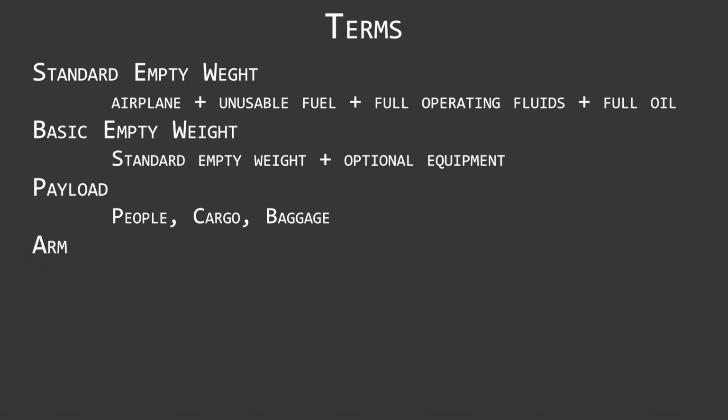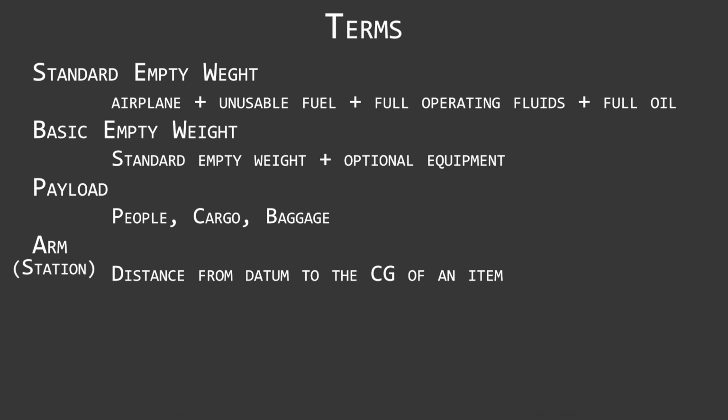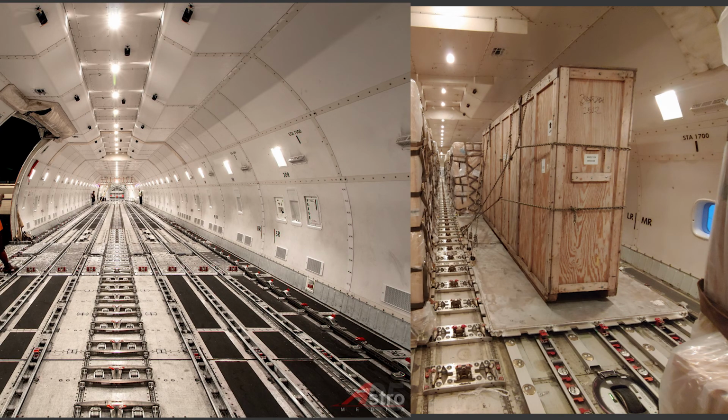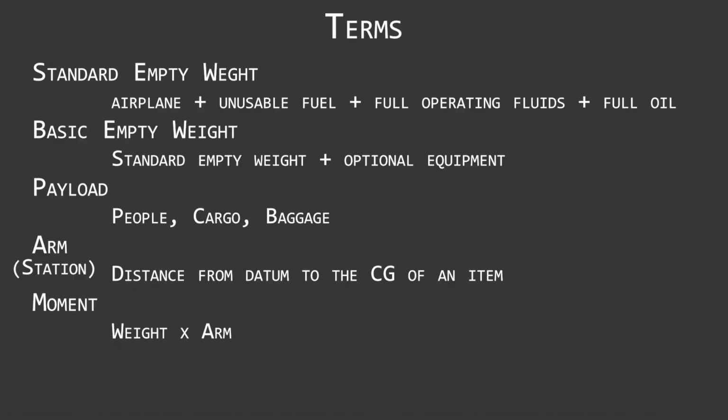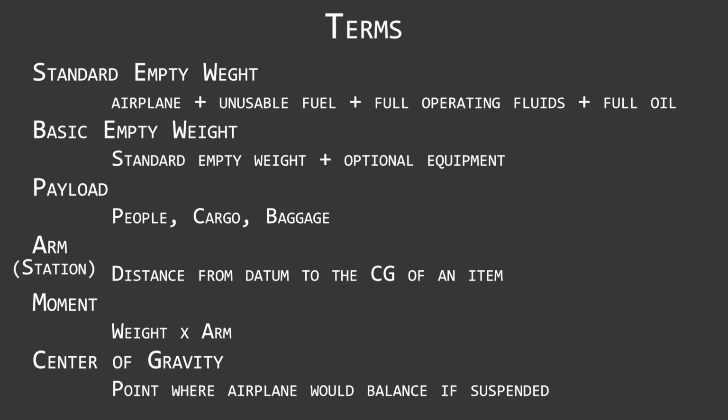We've run into the arm quite a bit, but the arm is the horizontal distance from the reference datum to the center of gravity of whatever the item happens to be. A station is just another word for arm. In the airplane that I fly, we have cargo loaded at a specific station, and that's just inches away from the datum. We know about the moment, that's weight times arm, and it's expressed in pound-inches. The center of gravity is where the airplane would balance if it's suspended, and it's lateral, vertical, and longitudinal.